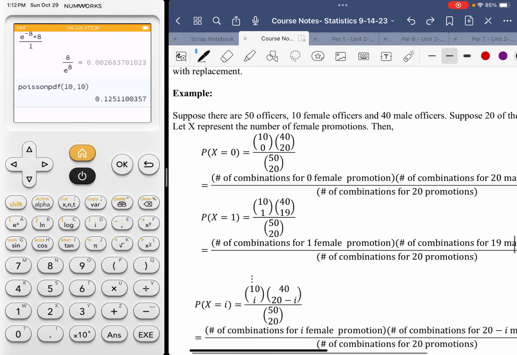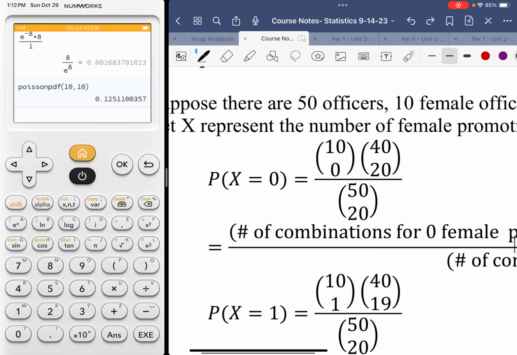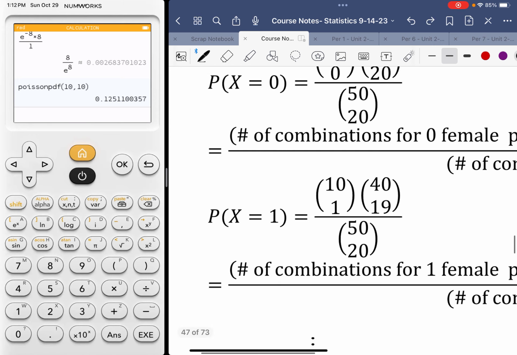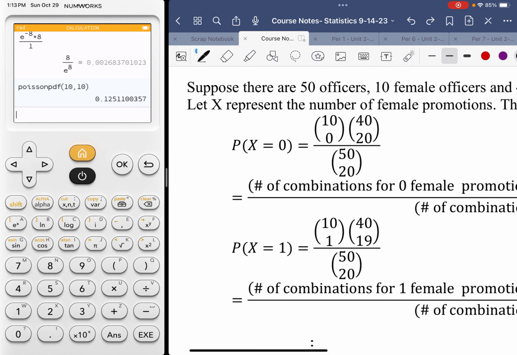So you have male officers that could also be promoted. If 20 people are getting promoted and none of them were female, then 20 of them would have to have been male. Continuing on, if one of them was female, then 19 of them would have to be male. So the more females, the fewer males, and vice versa. The bottom gives us the total number of ways in which 20 people can be selected from a group of 50. Right? So it's really just sort of subcategorizing.